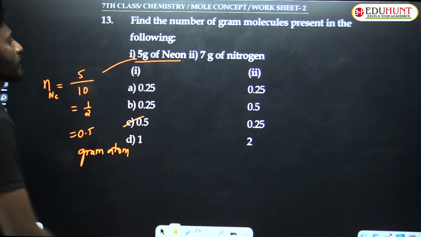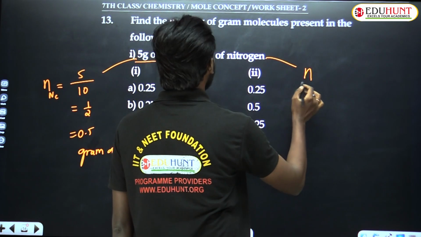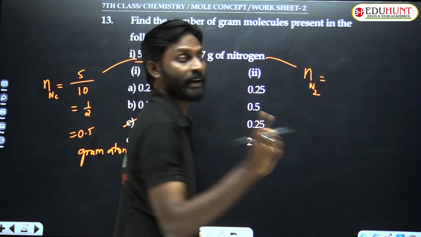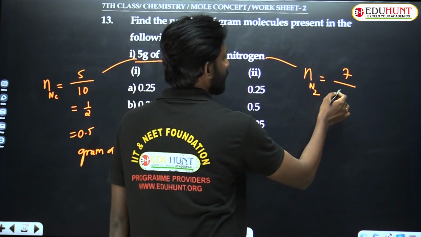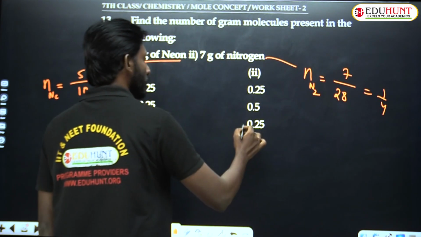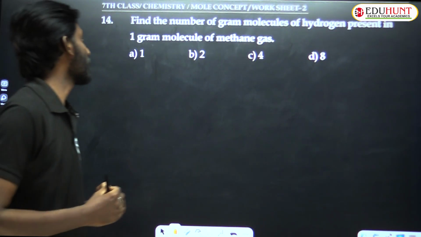Okay. Next, 7 grams of nitrogen. So, number of moles of nitrogen molecule is equal to weight by gram molecular weight. So, 7 by gram molecular weight, which is 28. That will be 1 by 4, that means 0.25. Okay? Moving towards question number 14.